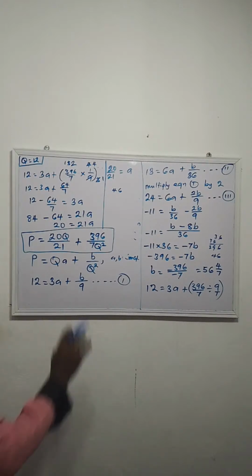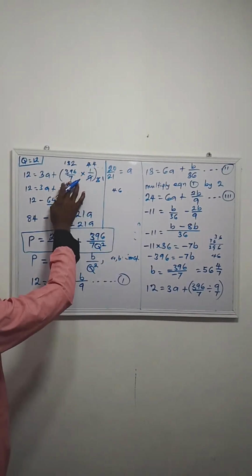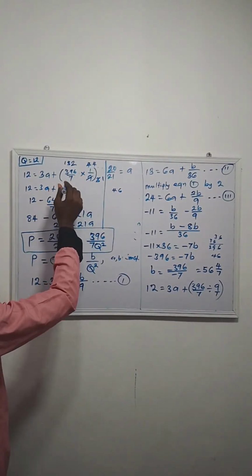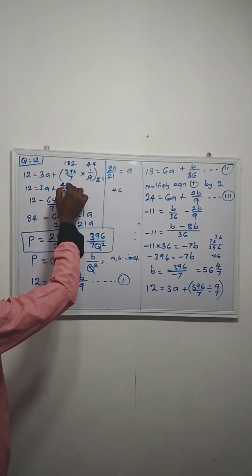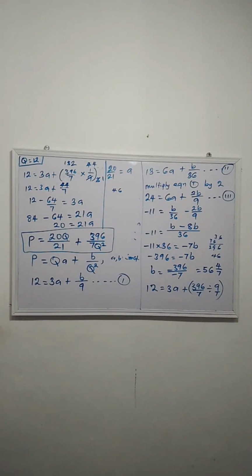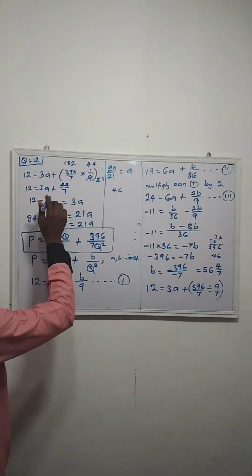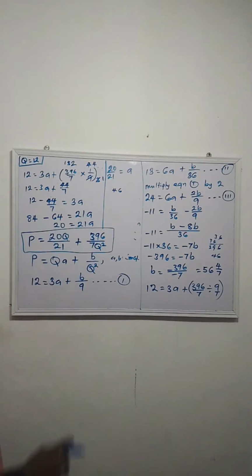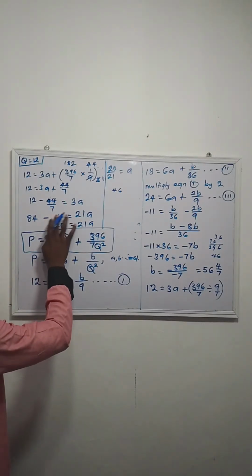So that means what we are supposed to have here now should be 44 over 7. Sorry for that, you can always adjust that. So that means here will be 44. This is 44, and you have 44 here.